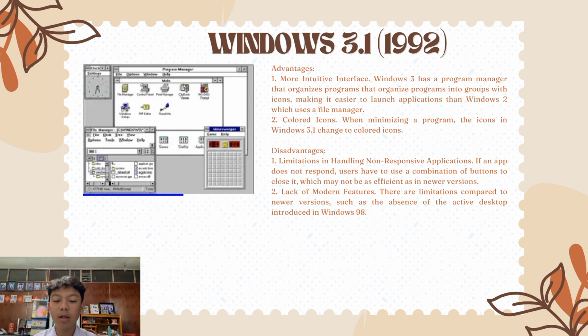Windows 3.1 in 1992. Advantage: more intuitive interface. Windows 3 has a program manager that organizes programs into groups with icons, making it easier to launch applications than Windows 2, which used a file manager. Disadvantage: limitation in handling non-responsive applications. If an application does not respond, users have to use a combination of buttons to close it, which may not be as efficient as in newer versions.